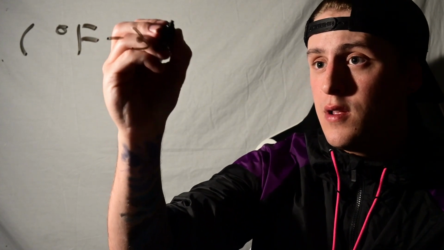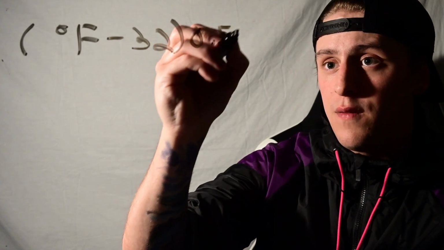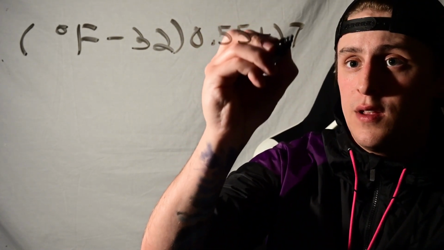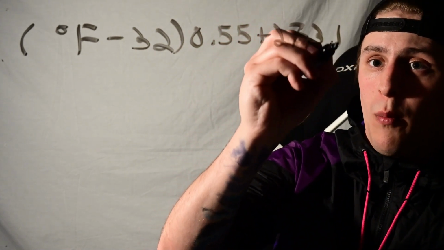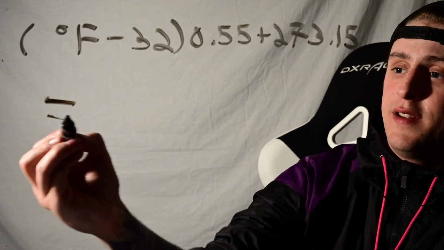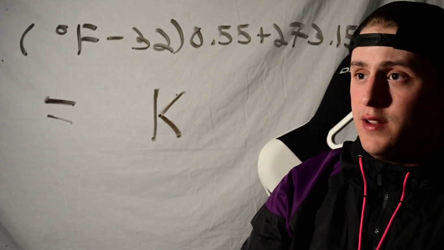Last thing we need to do is take Fahrenheit and turn that into Kelvin. Really all you're doing is taking your Fahrenheit, turning it into Celsius, and then turning it into Kelvin. So your formula for that is you take your degrees in Fahrenheit, subtract 32, then times that by 0.55, and then add 273.15. And that is going to give you your temperature in Kelvin.